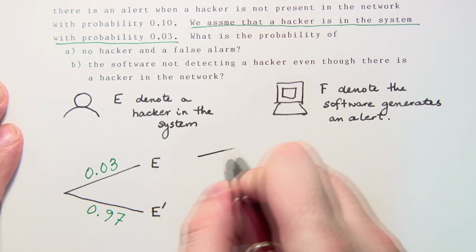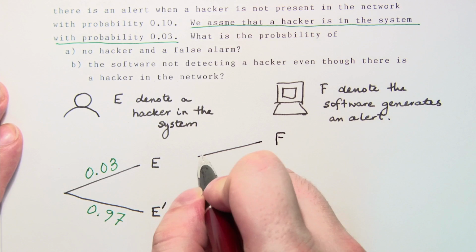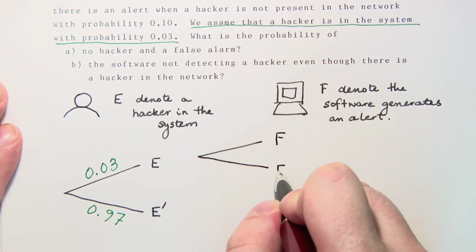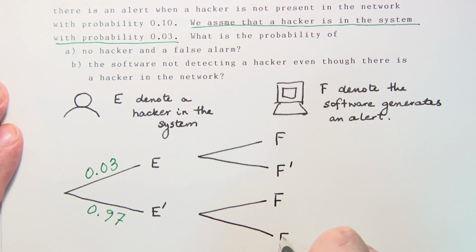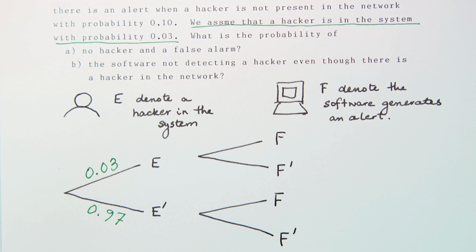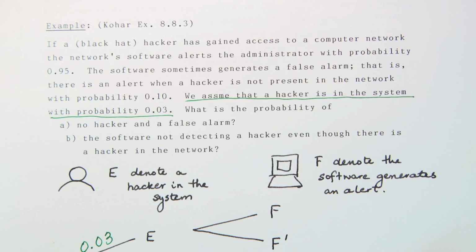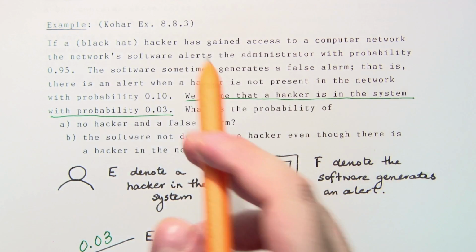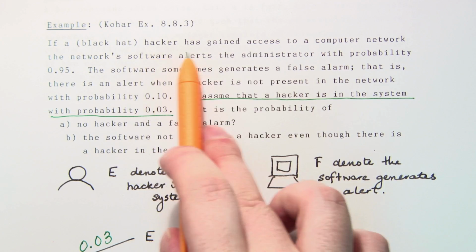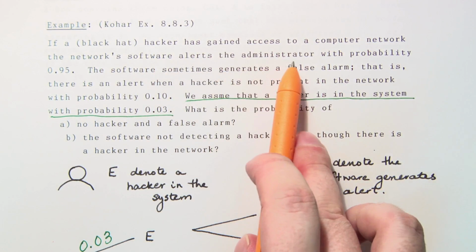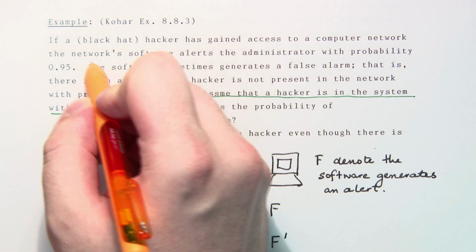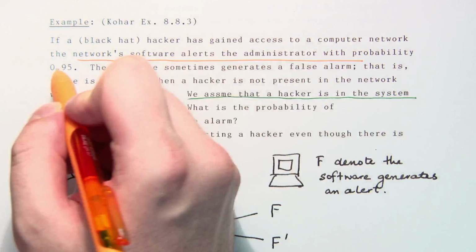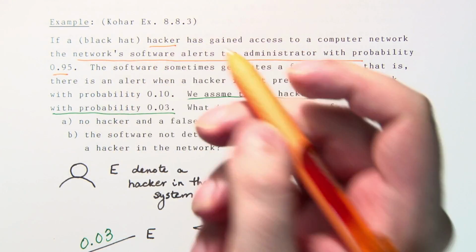The next part, I have F, which is going to be, it generates an alert, and this one doesn't. Alert, and no alert. So, reading back the question, if a black hat hacker has gained access to the network, this network software alerts the administrator with probability 0.95. So the network alerts the administrator with 0.95, and this is if there is a hacker in the system.